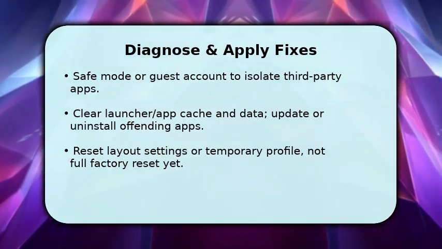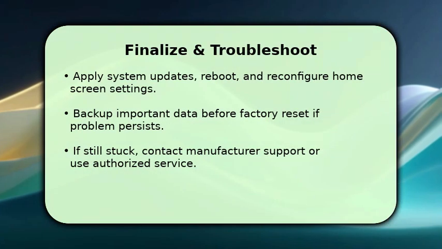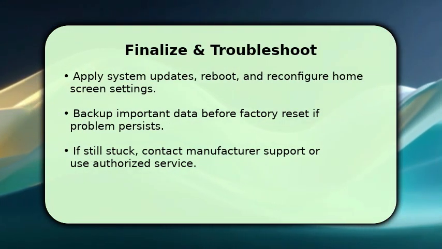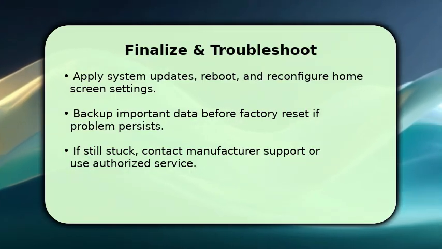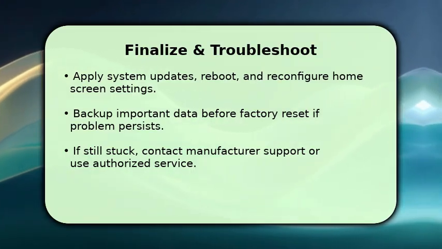You finish by installing any pending system updates and rebooting. Updates often include stability fixes that resolve home screen locks. Then reconfigure your home layout and app permissions carefully.